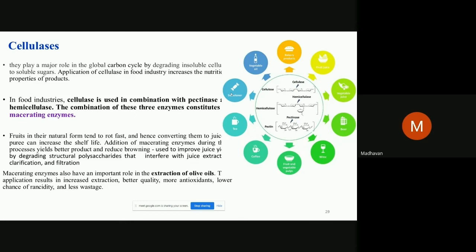The addition of these macerating enzymes during the process can reduce browning, which is a kind of conformational change that happens to the juice and is not very good. It is also used for degrading structural polysaccharides that interfere with juice extract clarification and filtration. And it is used in the extraction of olive oil, resulting in increased extraction, better quality, and more antioxidants. Olive oil is an important ingredient in food, right?